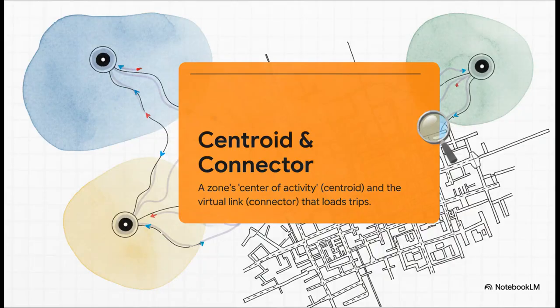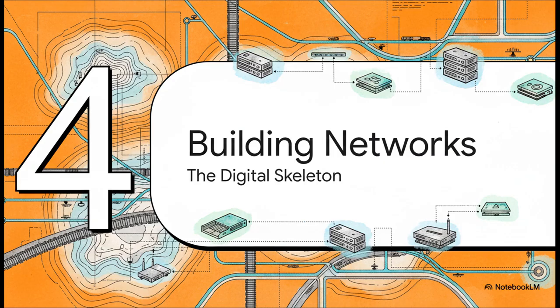Okay, so we have these zones, these sort of abstract polygons. How do they actually plug into the street network? Through these two clever ideas. First, the centroid. You can think of it as the zone's center of gravity, just one single point that represents all the trip-making activity inside it. Then, the centroid connector is like a virtual on-ramp, a special link that takes all those trips from the centroid and loads them onto the real road network. So we've got our zones. Now we need the pathways to connect them all.